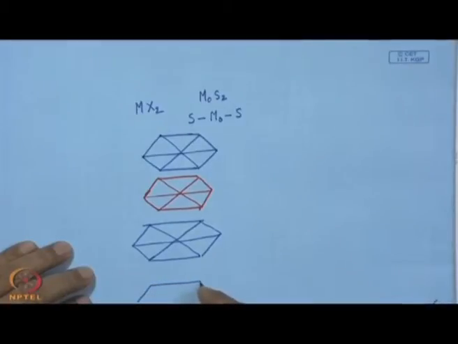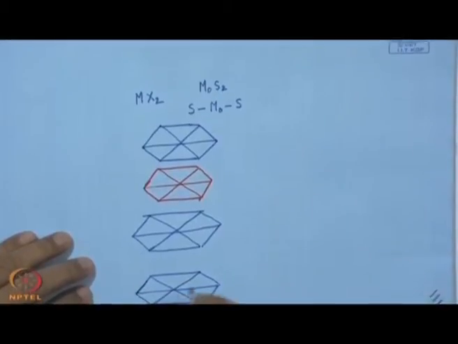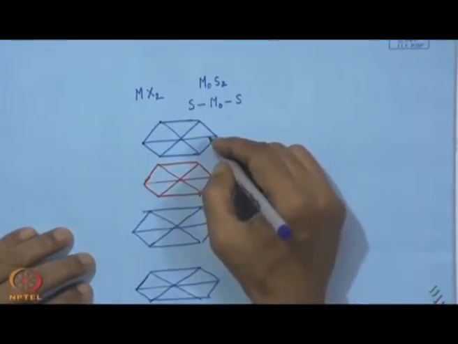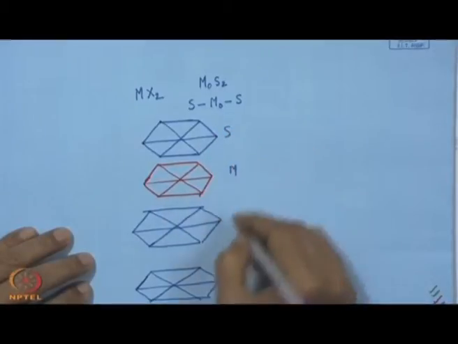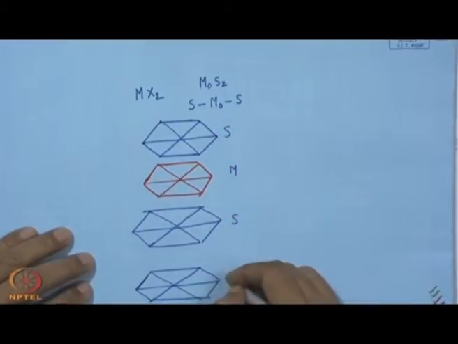another plane containing sulphur, followed by molybdenum and sulphur. So, this is one set: sulphur, molybdenum, sulphur, then also we have sulphur, molybdenum, sulphur.